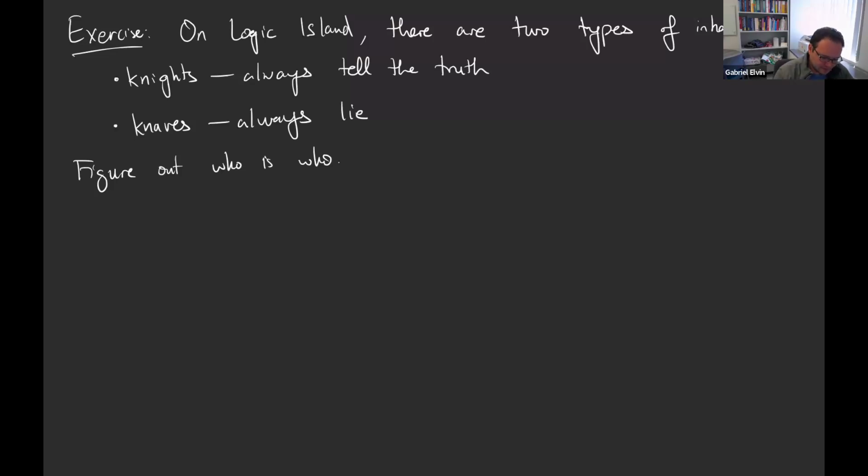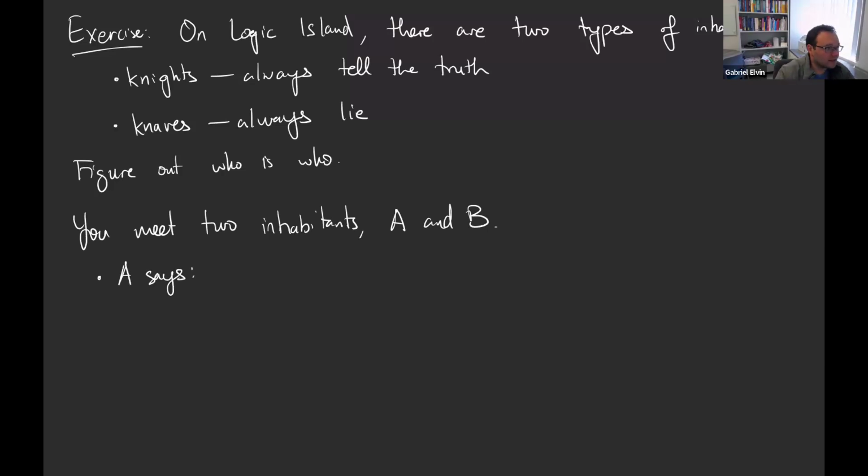So you meet two inhabitants, call them A and B. And A says, exactly one of us is lying. And B says, at least one of us is telling the truth.